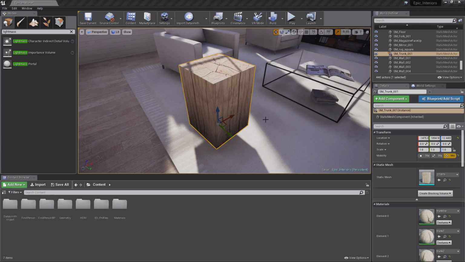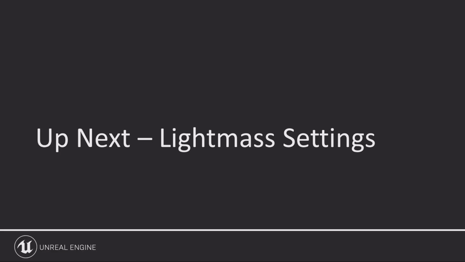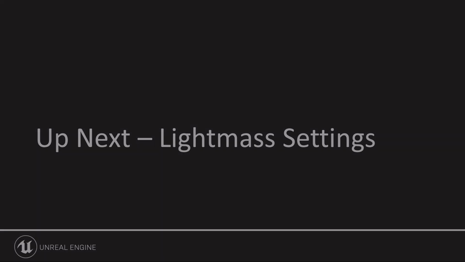Now that we've got all our lights set up in the scene and we've created reflection probes and volumetric lighting for movable objects, we're ready to look at the bake settings to get the best quality. Up next, we'll cover the best settings to get photorealistic light bakes.